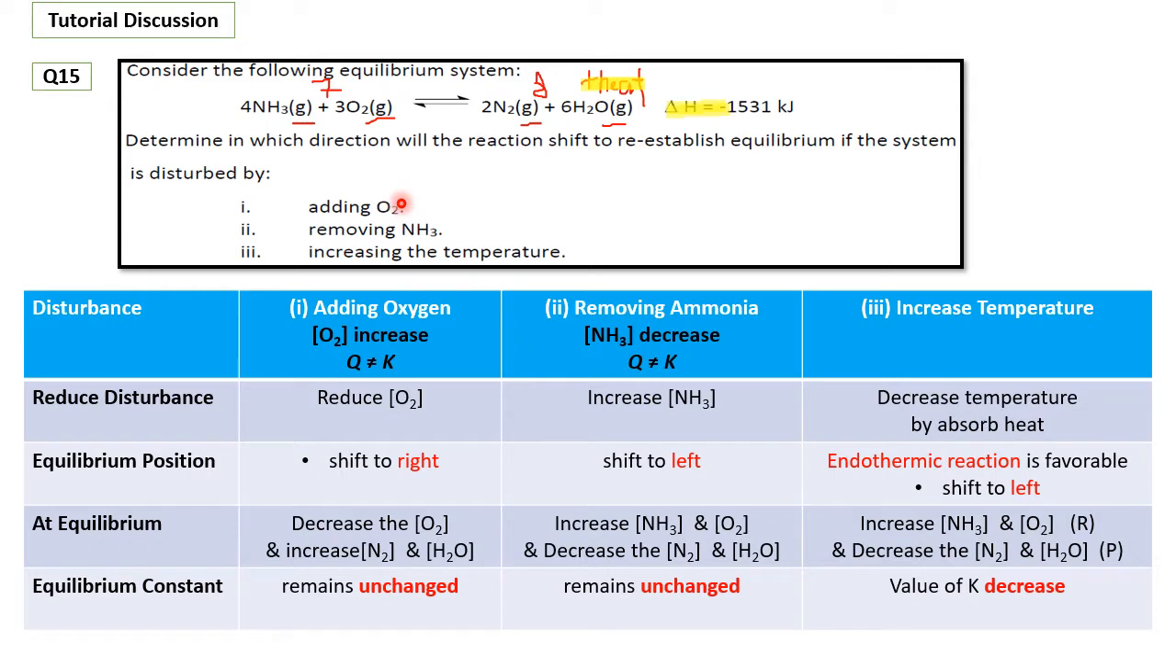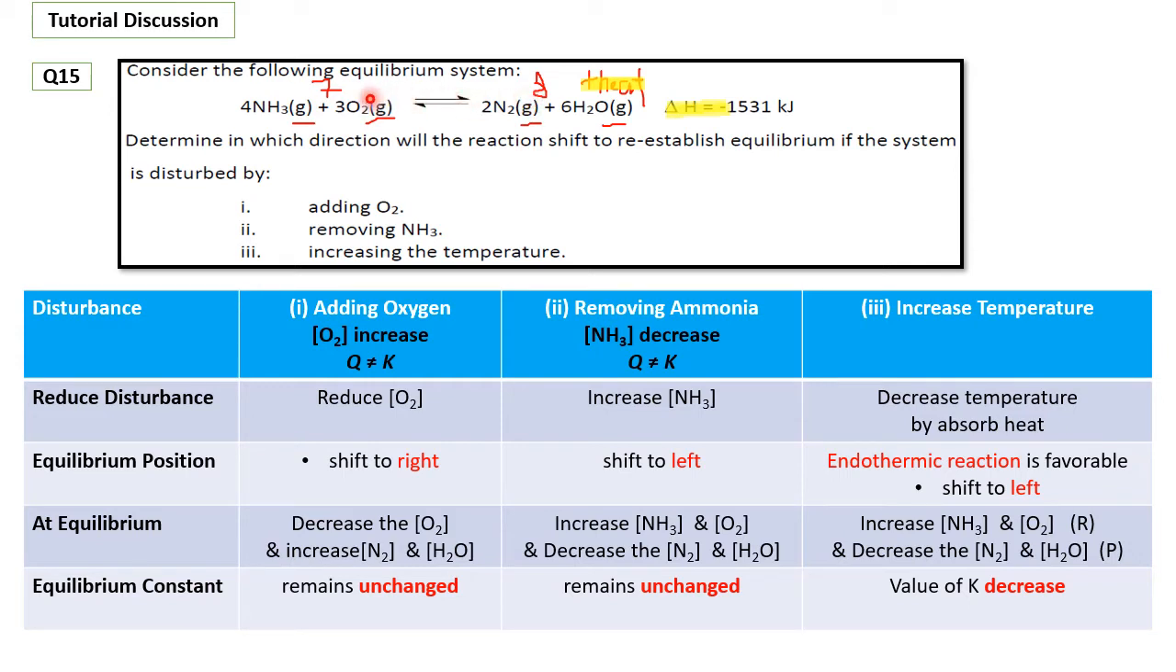Actually, the answer is simple. You just answer left or right, that's all. But for our discussion, I will discuss in detail. First, adding oxygen means the concentration of oxygen increases. Q is different from K, meaning the system now is not at equilibrium. So we try to reduce the disturbance by reducing the concentration of oxygen. Then how to reduce the concentration of oxygen? The equilibrium position will shift to the right side.